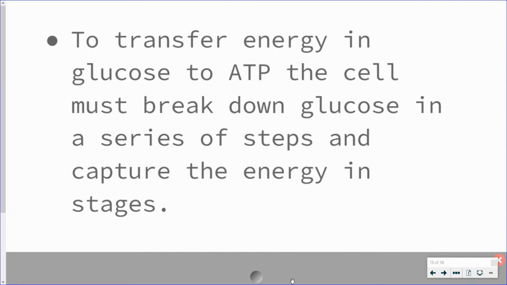Once in the respiration process, the glucose is going to be broken down. The energy is going to be transferred to ATP through a series of steps. Those series of steps capture that chemical energy that's in the glucose and, again, store that energy away as ATP. What we're going to focus on is what those steps are, what's used in these steps, what's produced in these steps, and how one step feeds into the next.